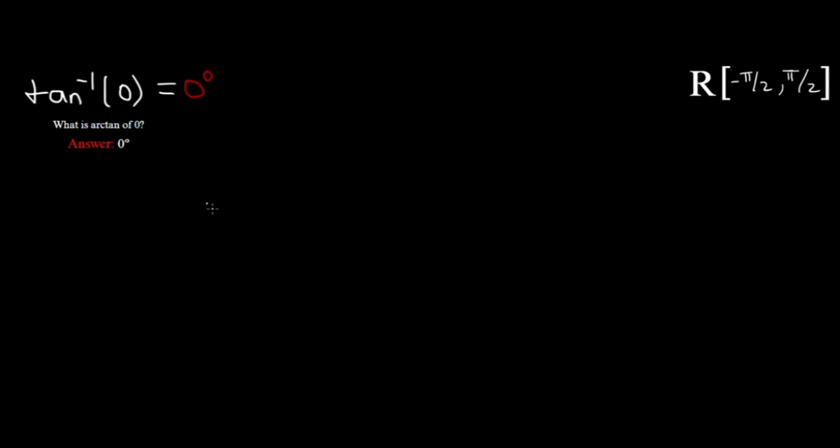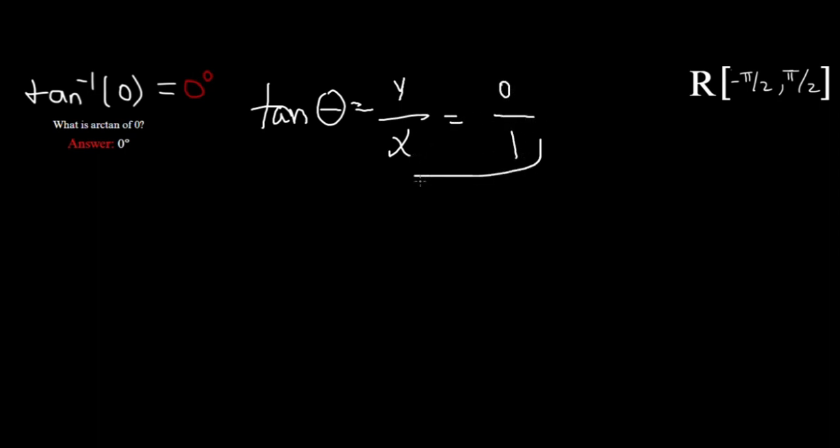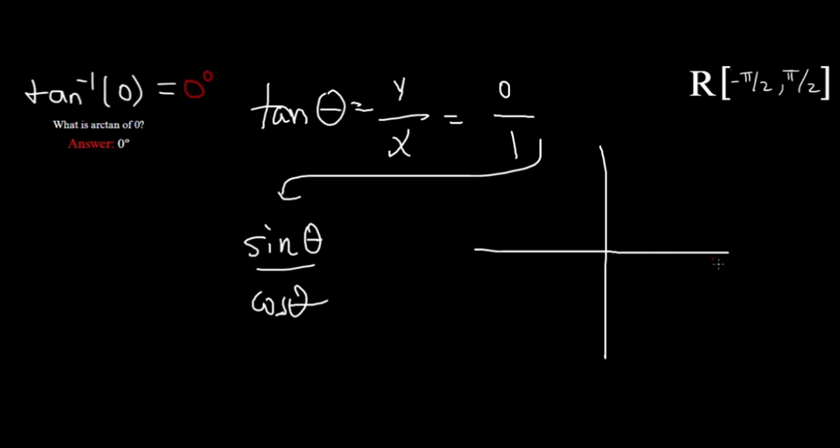For example, number 1, what is the arctan of 0? Of course, andyan ay sagot. The answer is 0 degrees. Now we need some explanation. Tangent theta is equal to y over x, whereas it is equal to also 0 over 1. Okay? Sine theta over cosine theta. Okay? Now remember, in the unit circle, these are the values of the 4 quadrantal angles. 0, 90, 180, 270, and also 360, say 0. Okay?